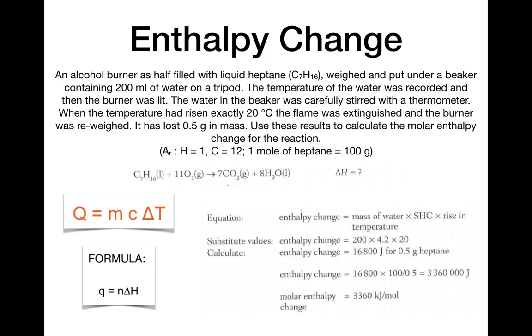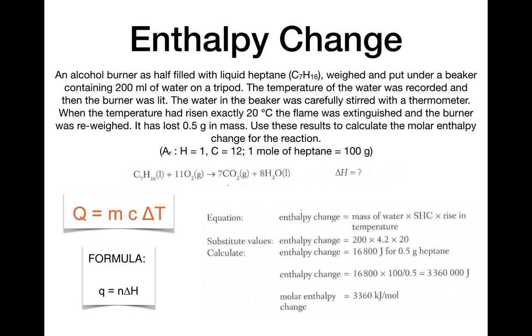Okay, so the enthalpy change, or delta H, is the mass of the water, so heating up water, times the specific heat capacity, times the temperature change. This is just this formula rewritten in words. Okay, put the values in. I have 200 as the mass of water, 200 mL, 200 grams, same thing with water.